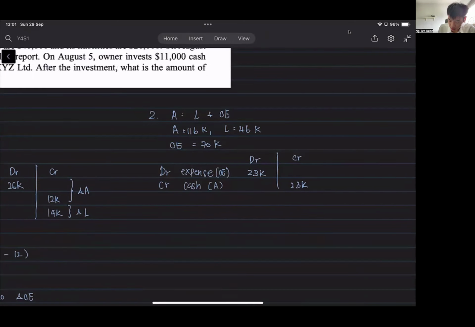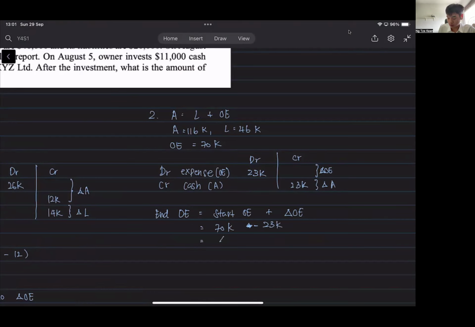And we solve for the ending balance of the owner's equity. So it's the start owner's equity plus the change in owner's equity, right? And we know that this is the change in owner's equity. This is the change in asset. And similarly, you can substitute the values. Sorry, this is plus, this is minus, because there's a decrease in owner's equity.